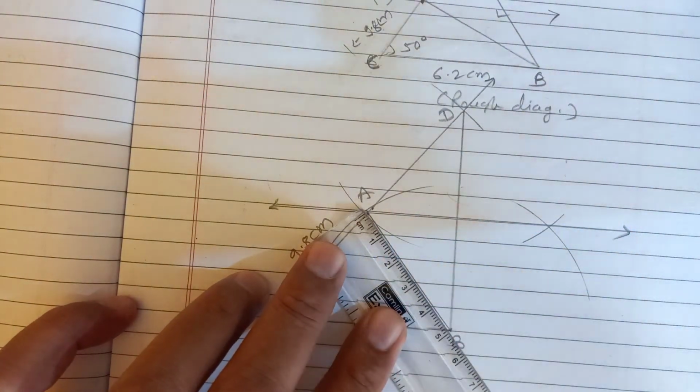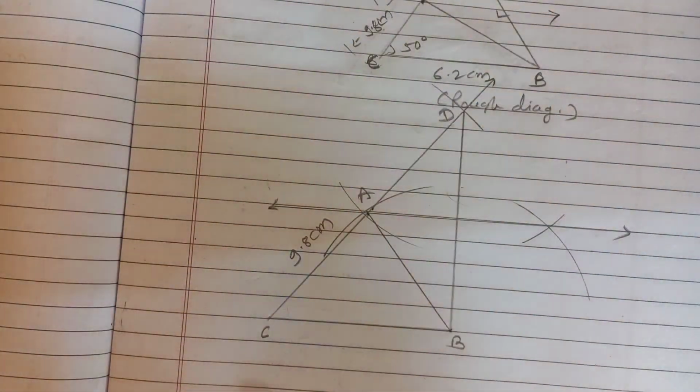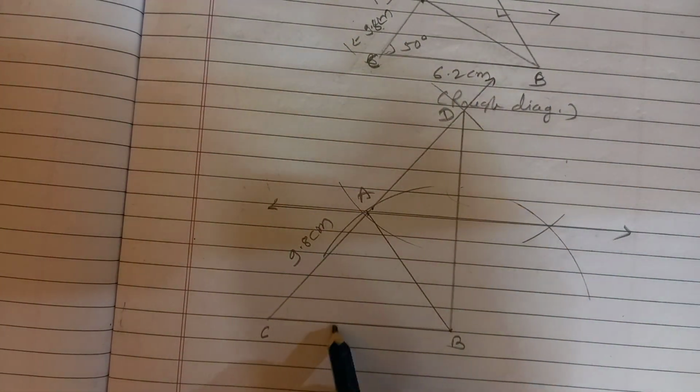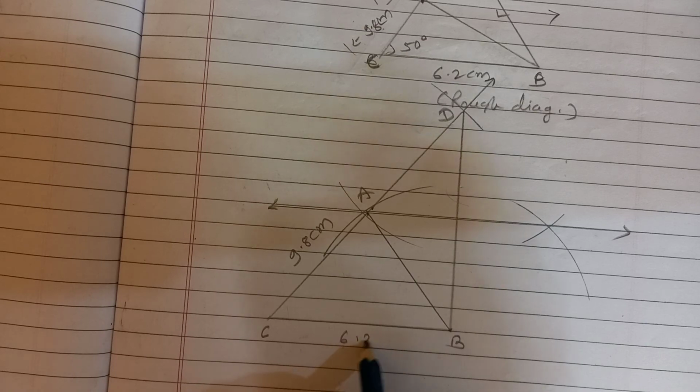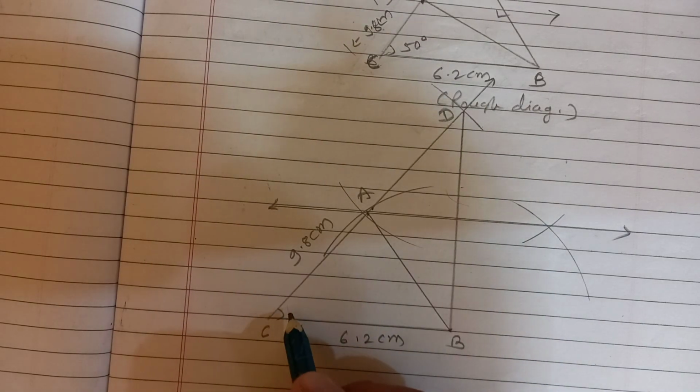Just measure the lengths of AB and AC; that is your assignment. BC is given. Whatever measurement is given, you have to write it. Angle C is 50 degrees.